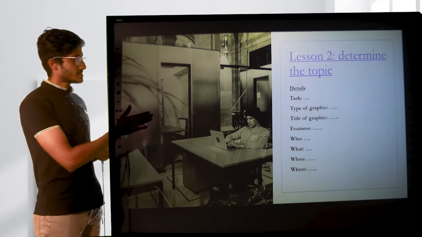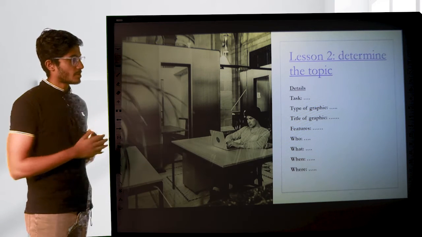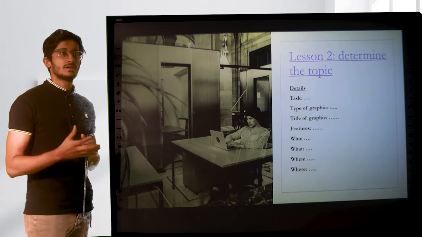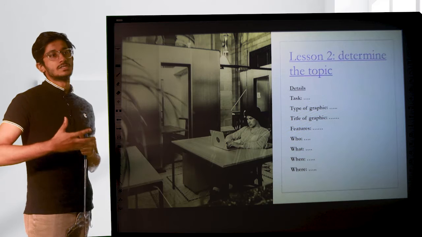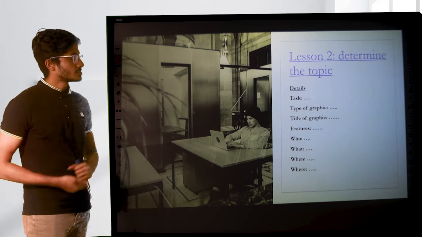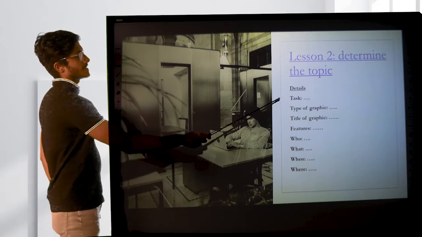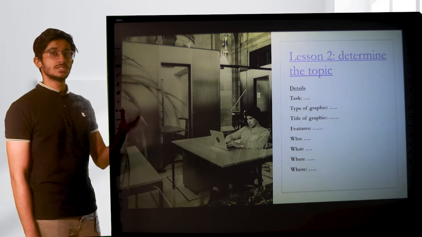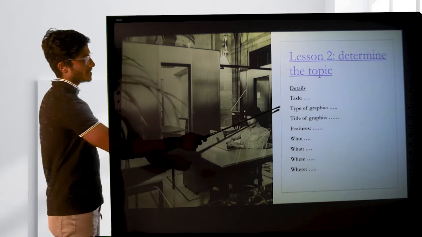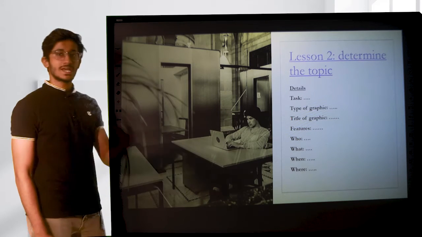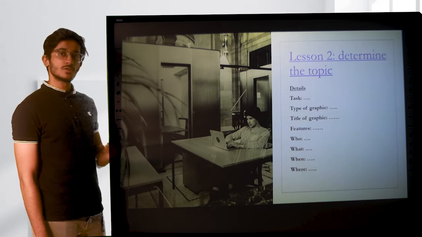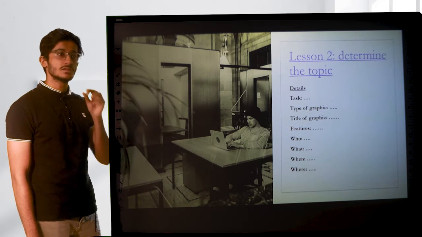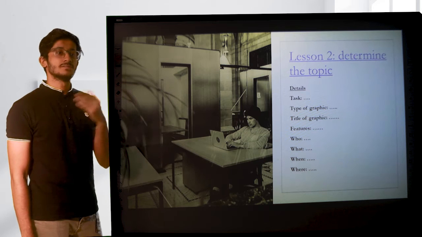So this is a small set of points that we have jotted down which will enable you to determine the topic of the graph or the subject of the graph. The first one is the task. The task is basically the instruction, what you're being told to do. Then you have to identify the type of the graph. What type of a graph is it? Then you have to read the title of the graph. The title of the graph is going to give you the information regarding what the graph is about.